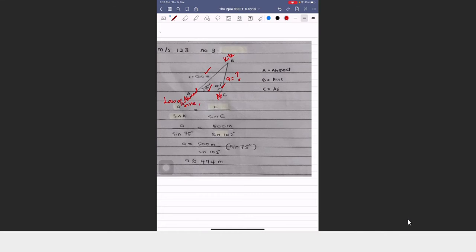So this is how you establish your law. You have A over sine A equals C over sine C. All this labeling is from this diagram. So it is A over sine 75 degrees equals 500 over sine 102.